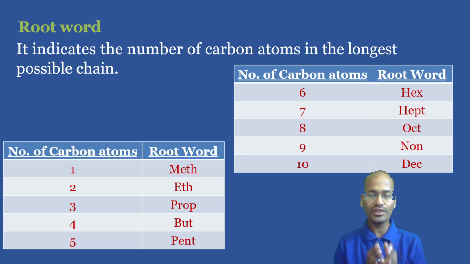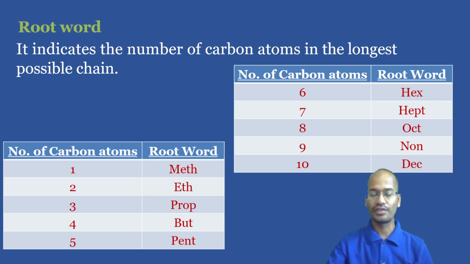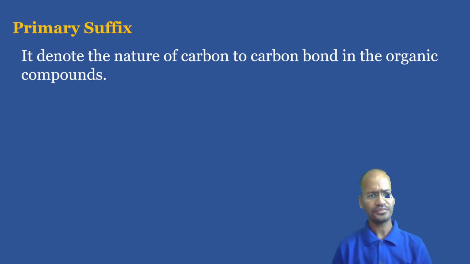So by seeing the root word, you should be in a position to understand how many total carbons are there in the given organic molecule. So this is the second part of our IUPAC name, that is the root word. And now let us come to the third part, that is the primary suffix.